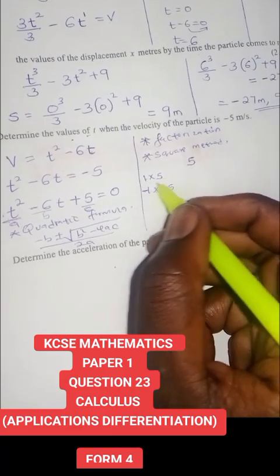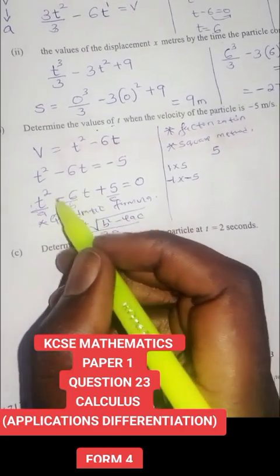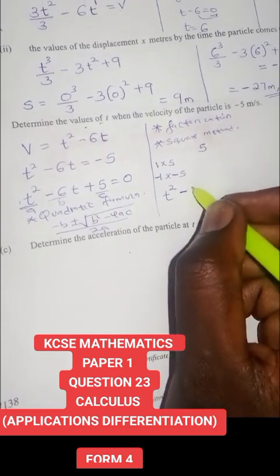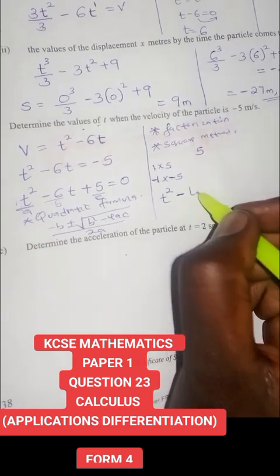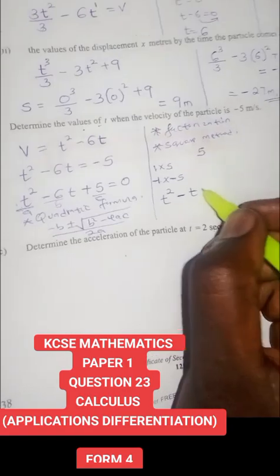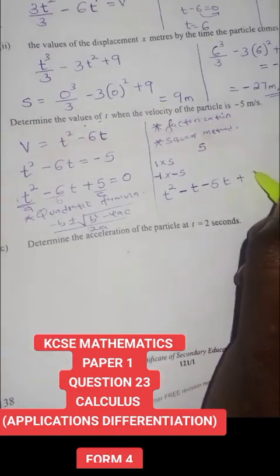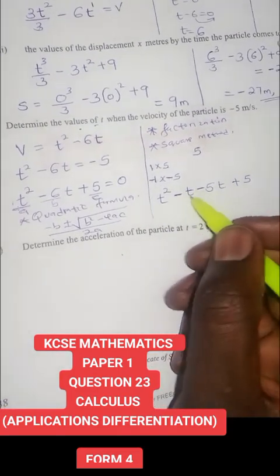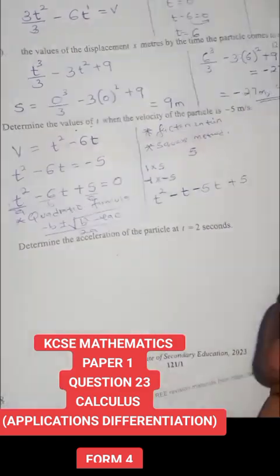So these factors, I am going to substitute them for -6. So I say t squared minus, instead of saying -6, I say -1, but I cannot say 1, I have the value t. Then minus 5t plus 5. What I have done is just replace the middle part here. Minus t minus 5t is the same as -6t. So the equation is the same.